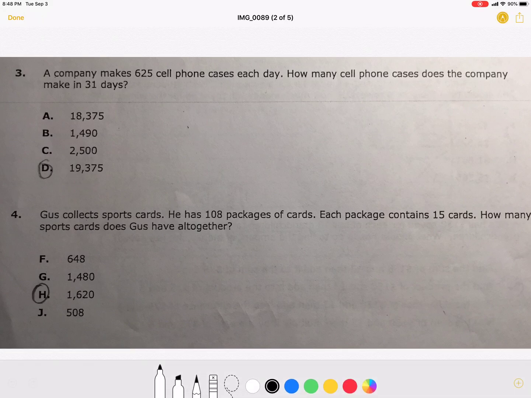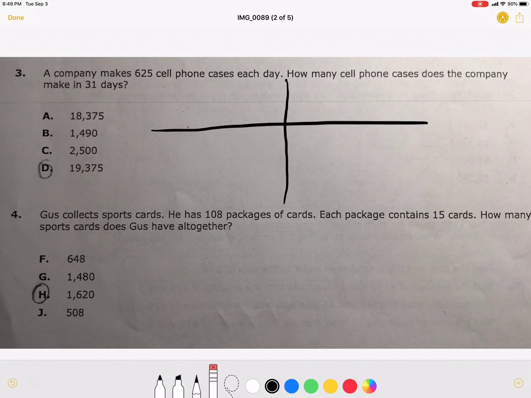Number 3. A company makes 625 cell phone cases each day. How many cell phone cases does the company make in 31 days? So again, this time we're going to use a slightly different method, just for practice. We're going to make ourselves a window pane, and then we are going to hashtag the important information.